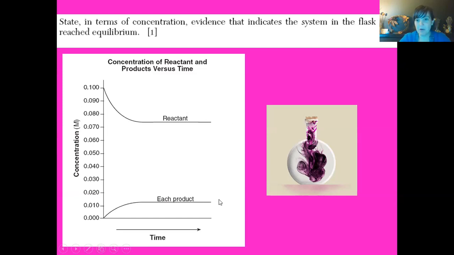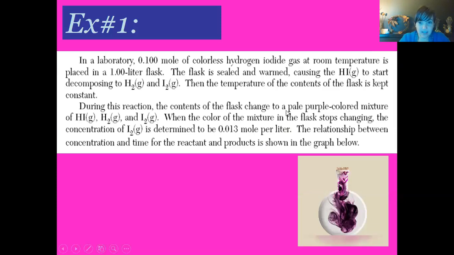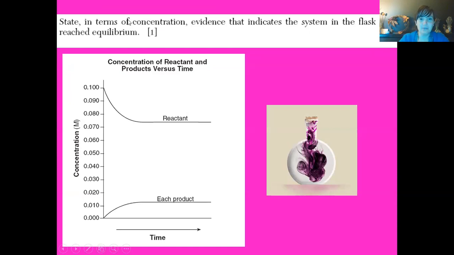We're not getting any more or any less, even though it's still reacting. It's reacting just as fast to make product as it is to make reactant. If this question said, state other evidence that indicates the system has reached equilibrium, we could have noticed that they said the color of the mixture in the flask stopped changing. So if it was starting to get purple and then it stopped getting any more purple, that's another piece of evidence that it reached equilibrium. But they asked for in terms of concentration, so I think this is a better answer for that one. All right.